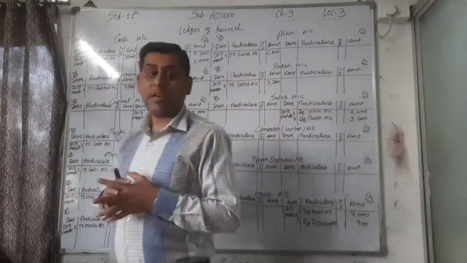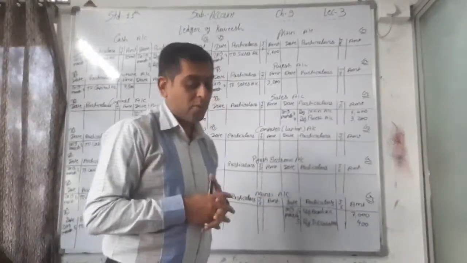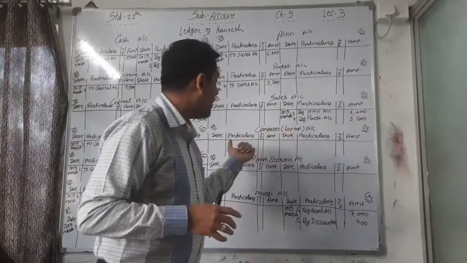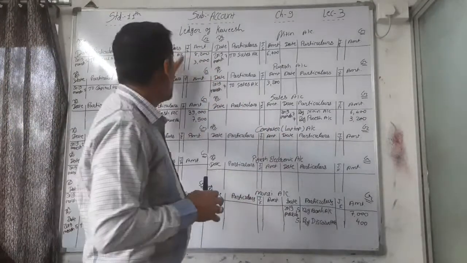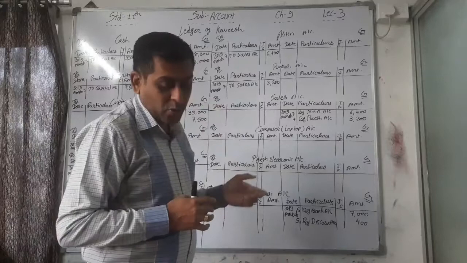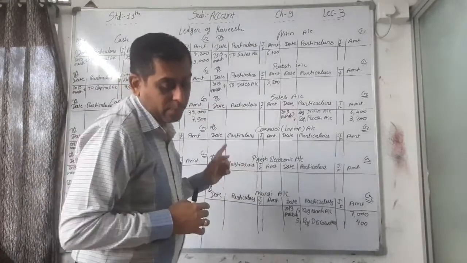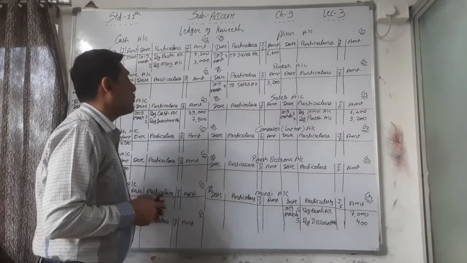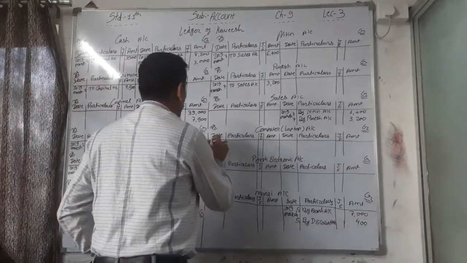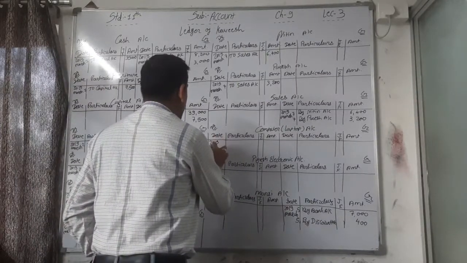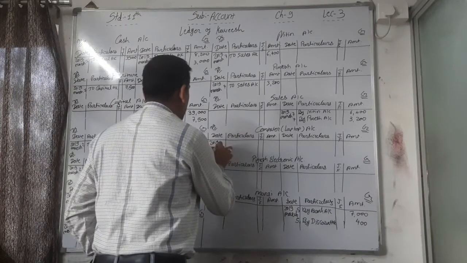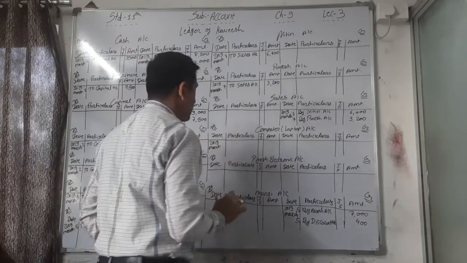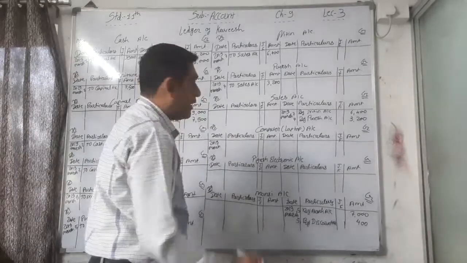Now the last entry. The last entry is computer account debit, that is laptop or computer account debit, to cash account, already the cash account is there, and to Piyush Electronic Stores account. So here, laptop account debit side. First of all, 2019 March 9th.